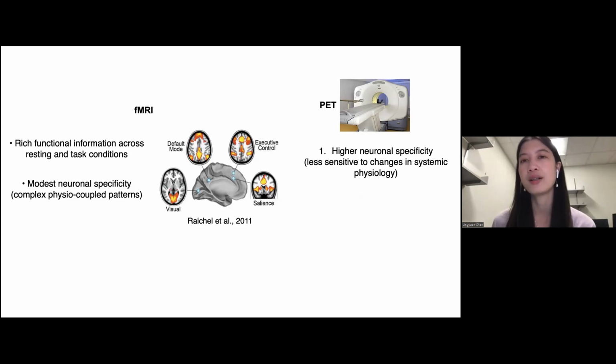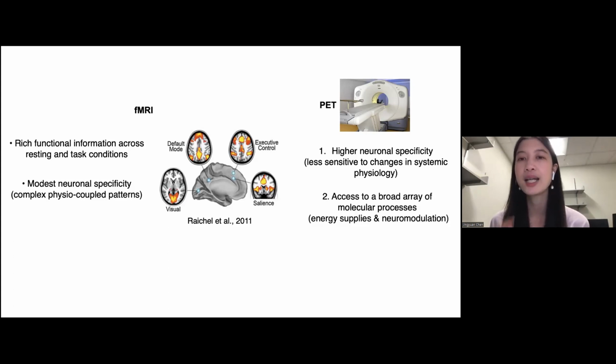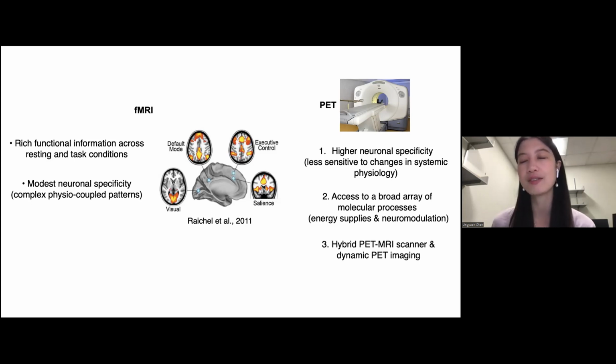It has a more enhanced neuronal specificity compared to fMRI, particularly meaning not sensitive to changes in systemic physiology. And second, it really has access to a broad array of neurochemical processes, such as neuromodulators and energy supply, that cannot be teased apart by fMRI. And on the other hand, nowadays we have those hybrid PET and MR scanners that integrate these modalities in a single session, allowing us to track the dynamic changes in the molecular processes and in the functional dynamics.